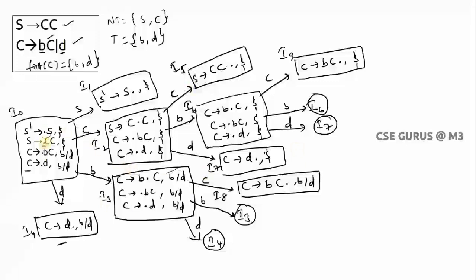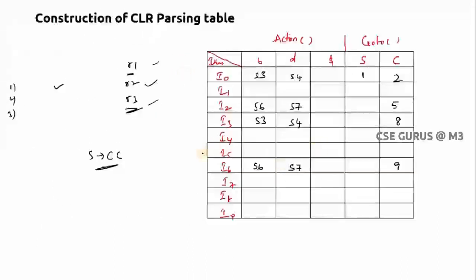S tends to, here it is dot CC. Here it is C dot C. Here it is CC dot. So now you check it out. What is that item? I5. So there you can go to I5. Now I need to write R1 in the I5 row. But where do I need to write it? Here, here, here, or where?